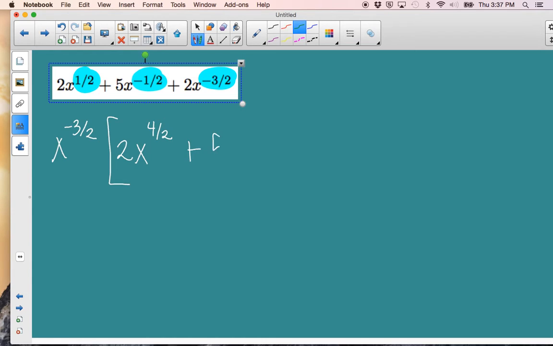And then plus 5 times x to the, you have to think again what exponent would add with -3/2 to give you -1/2, and that would be 2/2. And then plus just 2 for your last term. X to the -3/2 times 2 gives you your original back.